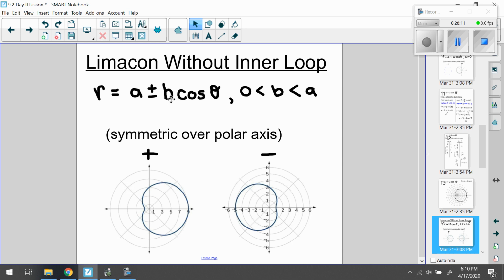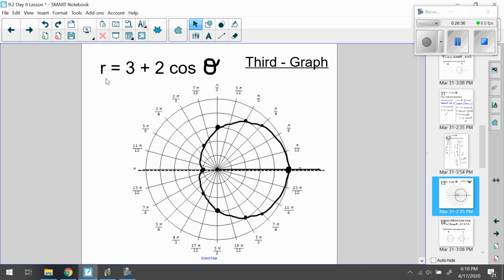So now we're going to have A and B. And if those numbers are different, they're not going to be a cardioid and instead might be a limacon. Also, for it not to have an inner loop, the B value, so the second number that's in front of the cosine, has to be greater than 0 but less than A. So essentially, if the A value is greater than the B value, like in this example here, we're going to say that it's a limacon without an inner loop.